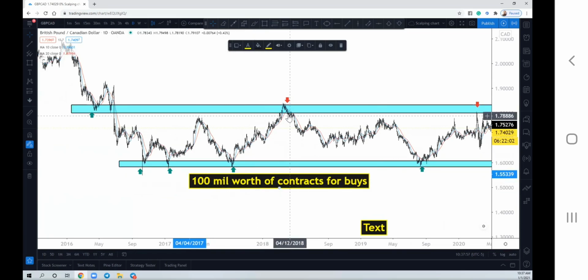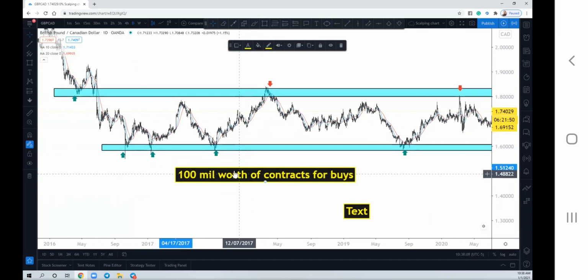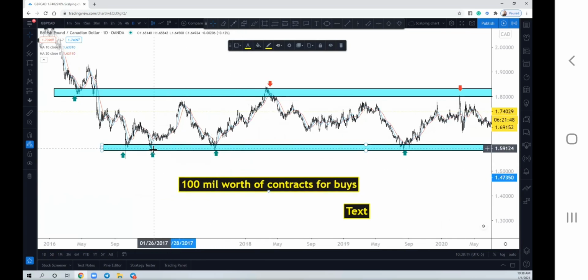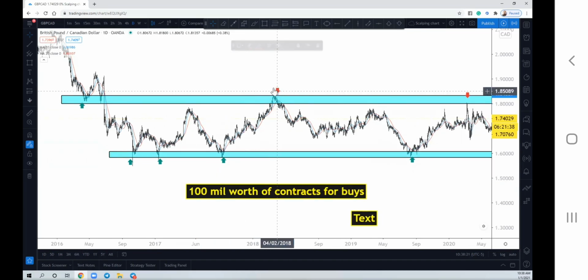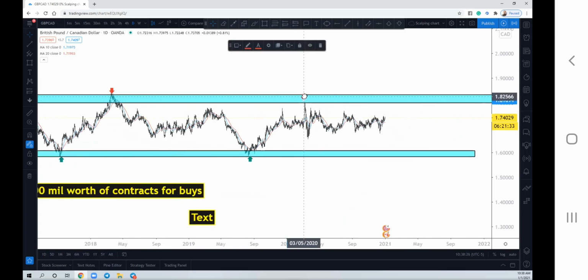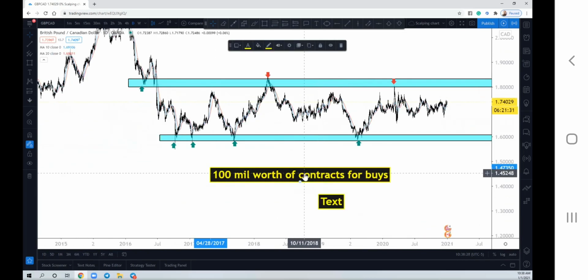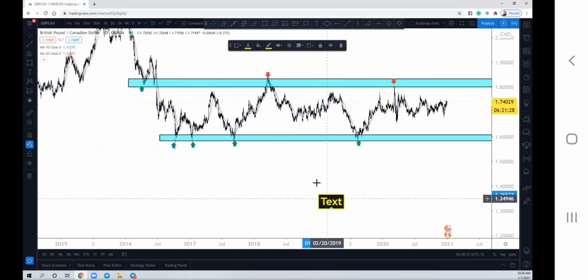Now, there is no telling how many orders banks are placing at these levels, how much money they're going to be placing, or what type of orders they're going to be placing. But these key indicators here tell us that banks want buys at this area. Same thing goes with this resistance. Banks want sells at these areas.